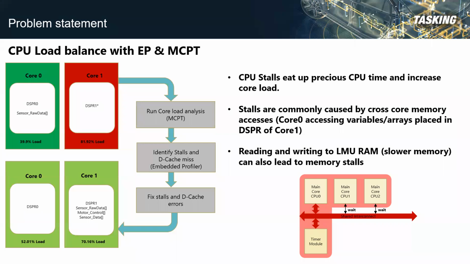Data cache misses are also an important contributing factor which increases the core load. So we need to identify the stalls as well as reduce the data cache misses. And we also need to see whether we need to change the compiler options in order to reduce the core load.